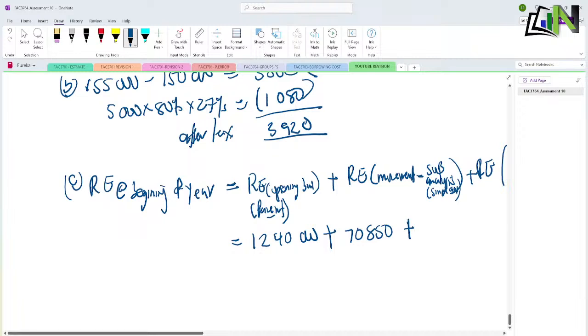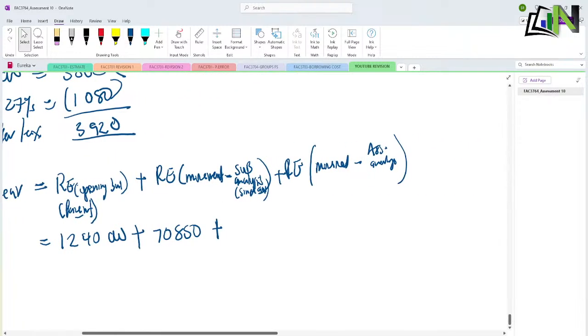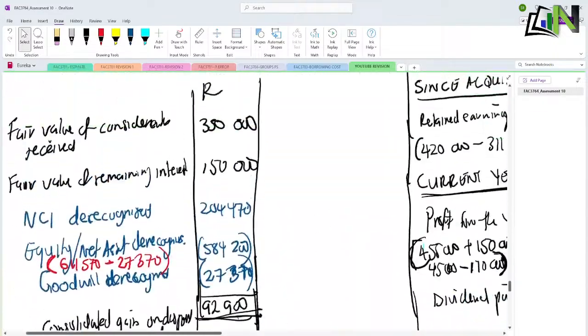Right, plus we have to do the same thing with the associates. So we need to know what was their movement. We'll take the retained earnings at the beginning of the year minus retained earnings since acquisition. All right, we will do that.